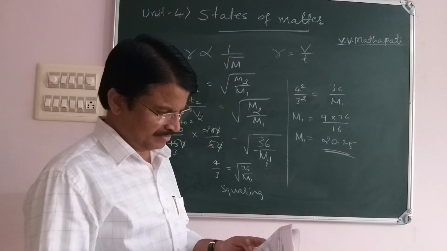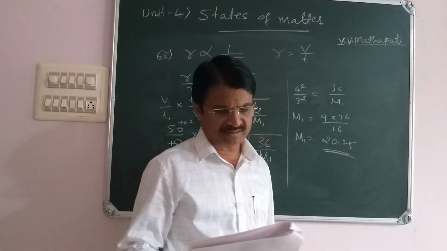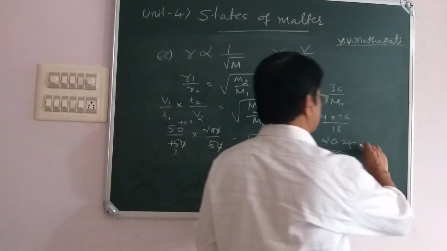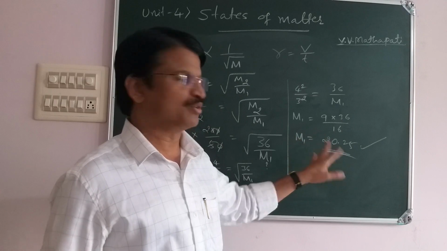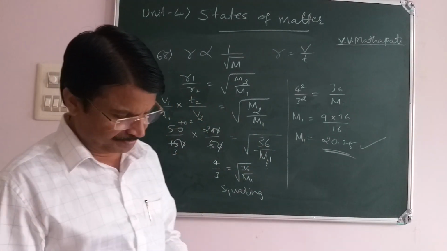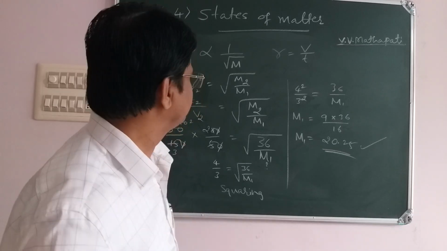But in the options you can check 96, 128, 32, 64. Therefore the answer is none of these, but the actual value is 20.25, which is not given in any option. Okay, then question number 69.